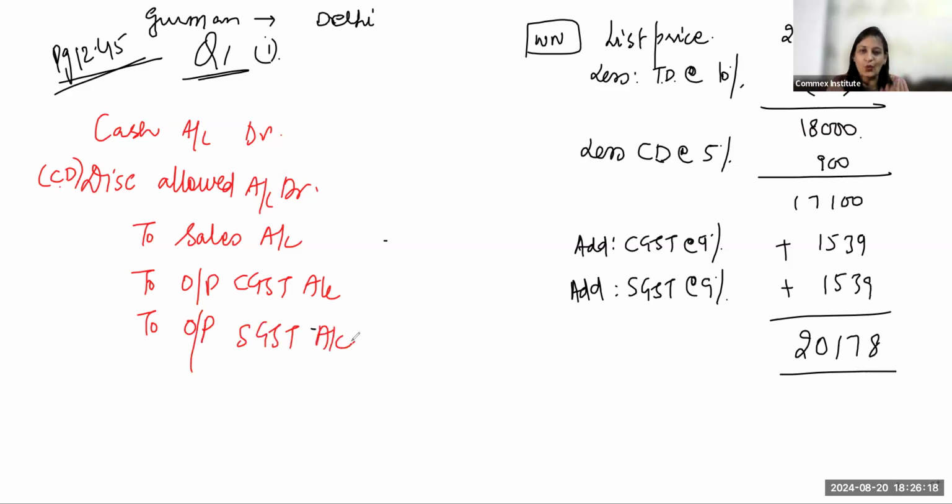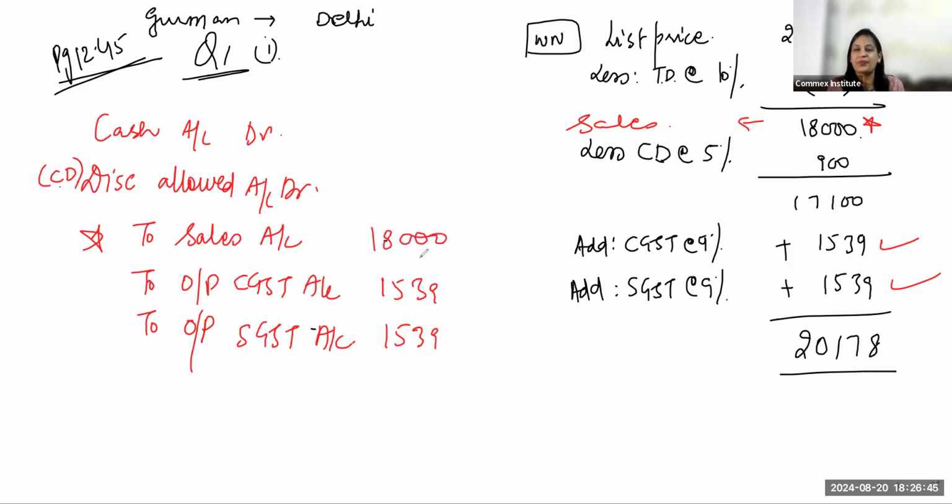Now fill in the figures which you know. You know this is CGST, this is SGST. Fill in the figures you know, then we'll see if we get confused between which figure to go where. Sales account would be net sales after trade discount. This is your sales figure, because trade discount we do not show in the books. So this 18,000 would be credited to the sales account. And the discount allowed account would be 900, the cash discount. And the cash account would be 20,178.